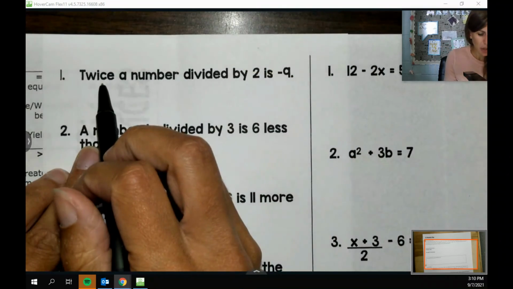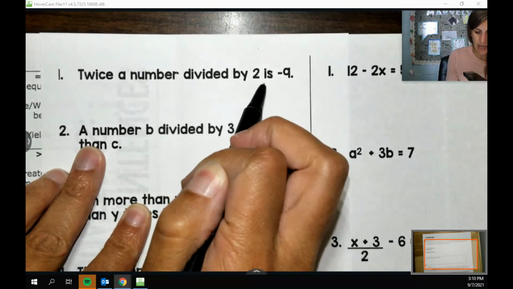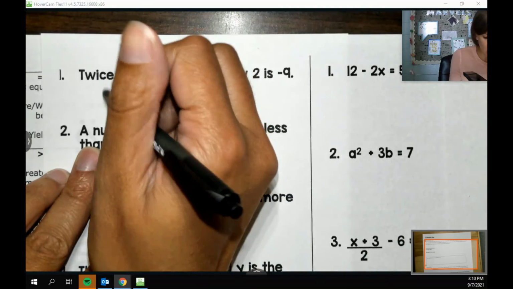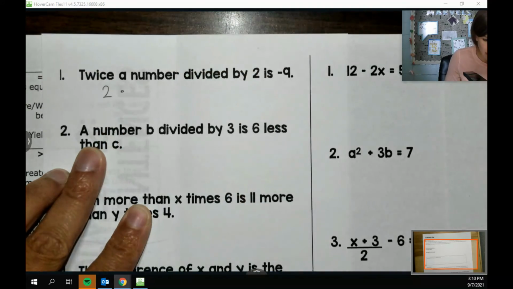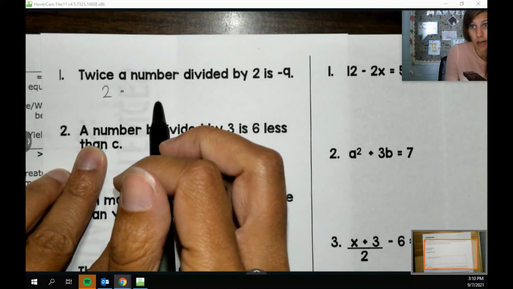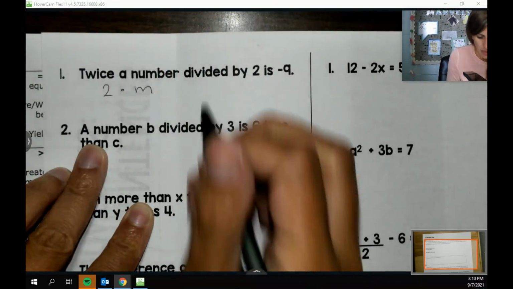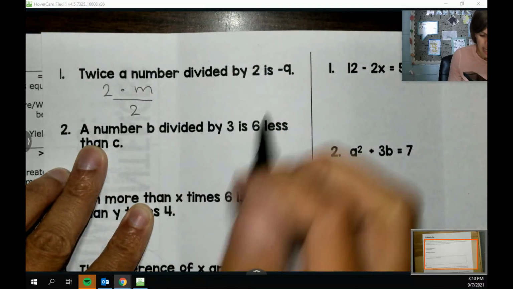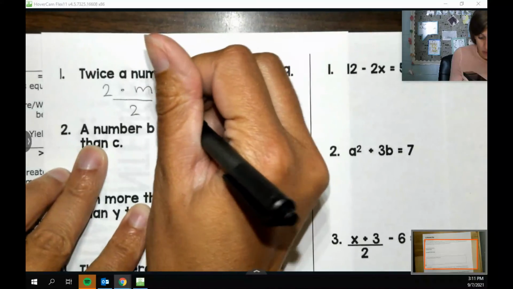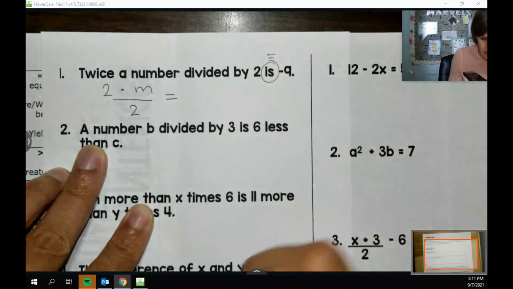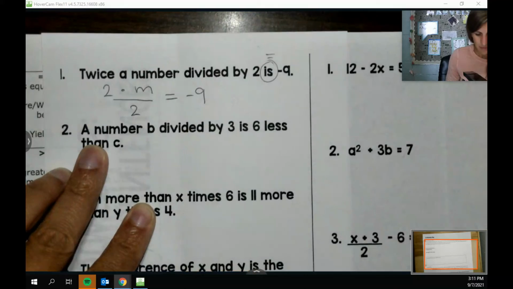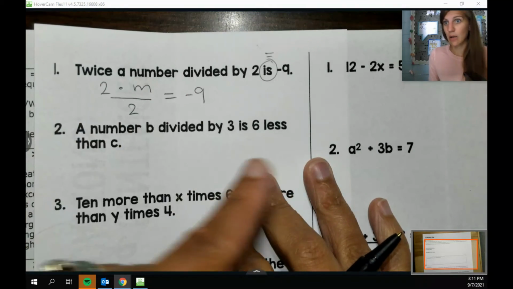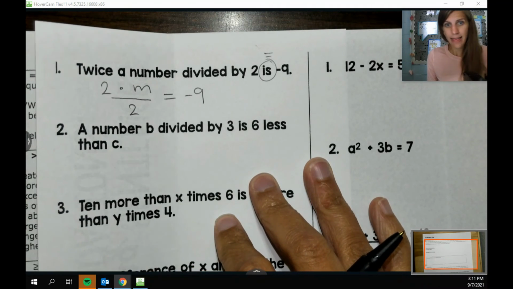So for example, twice a number divided by 2 is -9. I go through and read it real slow, and then I just interpret as I go. So twice is 2 times some number, we're going to call it m. Divided by, I'm going to put big divided by, 2. Is is a really good equals word. It's like the best equals word ever. -9. And the tempting thing to do here is to solve it, but you don't have to solve anything. You're just trying to write out what it says in math.